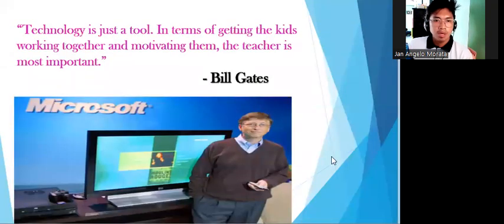So as I end my session, we will have this quotation from Bill Gates. Technology is just a tool. In terms of getting the kids working together and motivating them, the teacher is most important. Dahil tayo, ng mga teachers, tayo ang best visual aid. Tayo ang best tool. Tayo ang best instructional material sa ating mga students.